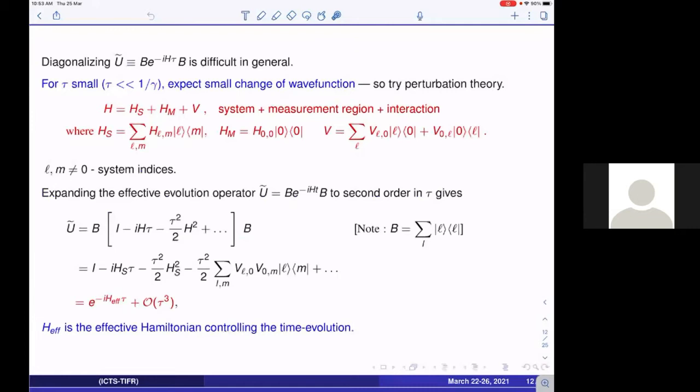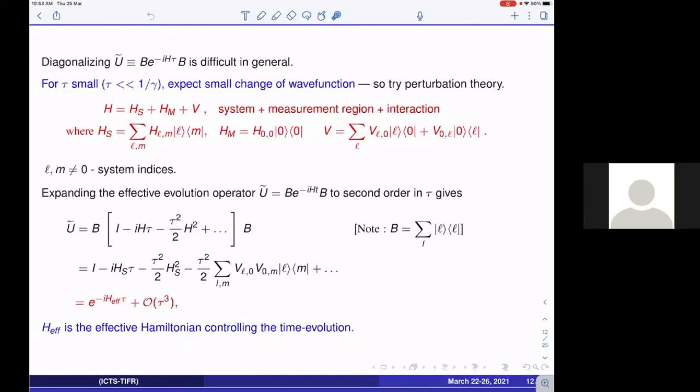Okay, so one simple thing that one might try in the limit that tau is small is to just do perturbation theory, right? Diagonalizing this full operator is difficult. So for small tau, let's just try perturbation theory. It's useful to split the full Hamiltonian of the system into what I call the system part and the measurement part, in this case just the site 0, and then there's some coupling between the system and the measurement device. The system has some Hamiltonian like this, the device has just an on-site term, and this is the coupling between system and device.